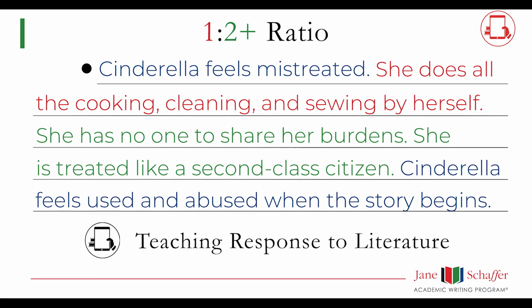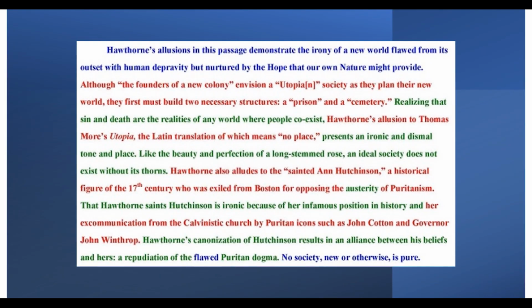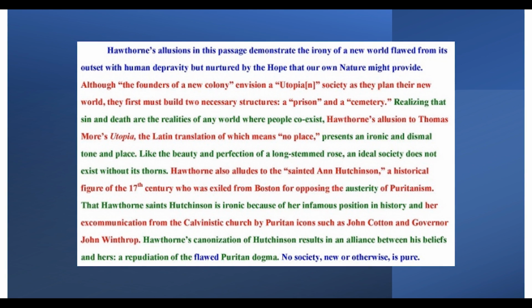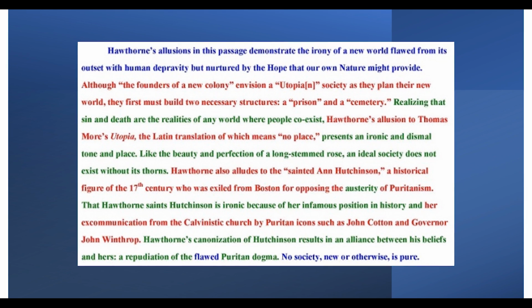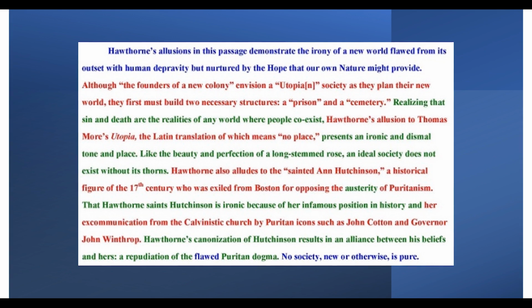However, as the years progress and the students get taller in their heads, they'll become more and more astute at the elements of a literary body paragraph. Here's a JSWP body paragraph that asks students to analyze the tone of a passage through a stylistic device found in The Prison Door, the first chapter of Nathaniel Hawthorne's The Scarlet Letter. Let's read it together. Hawthorne's allusions in this passage demonstrate the irony of a new world flawed from the outset with human depravity, but nurtured by the hope that our own nature might provide. You'll notice that the subject of this topic sentence is allusions, and the opinion is that the allusions demonstrate irony.